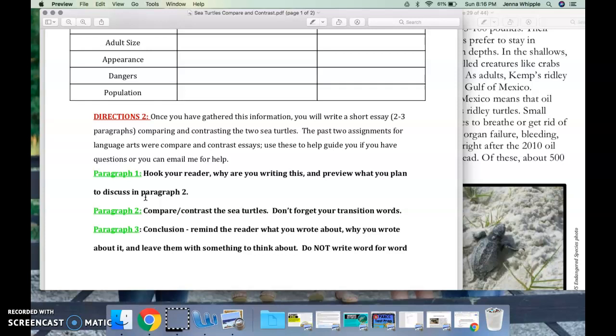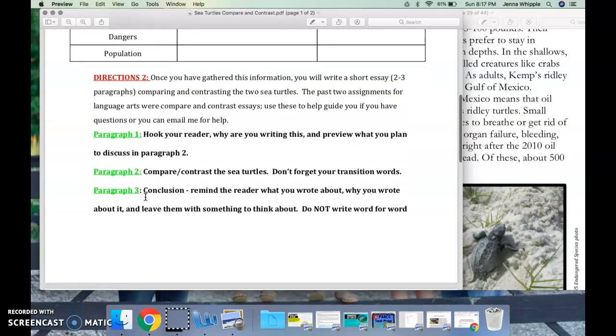When we wanted to hook the reader, we could use an interesting fact. You could tell a short story. You could have a question. There are lots of different ways to start your essay or to hook your reader. And then why are you writing this? Think about what information you're going to be sharing. What are readers going to gain from this essay?